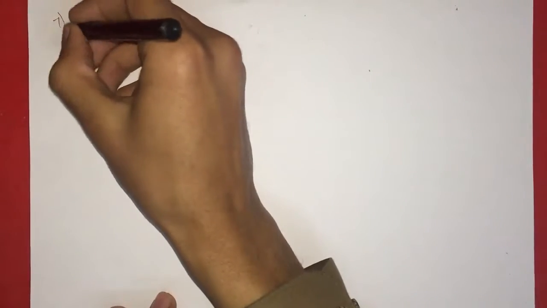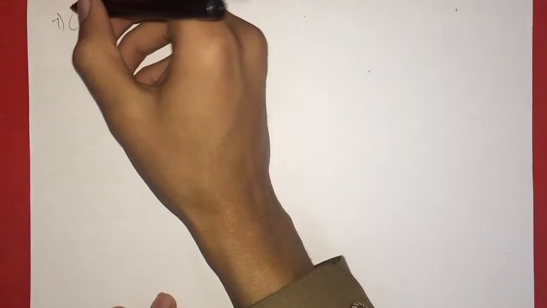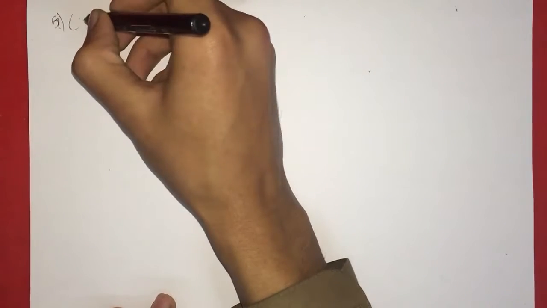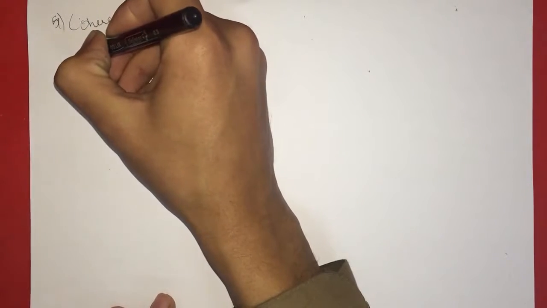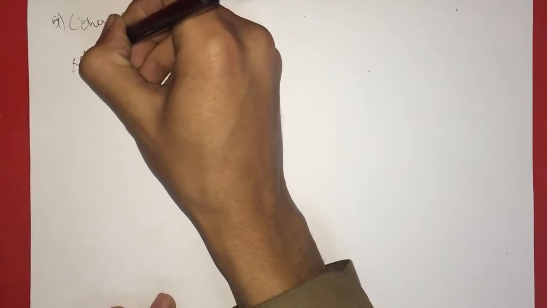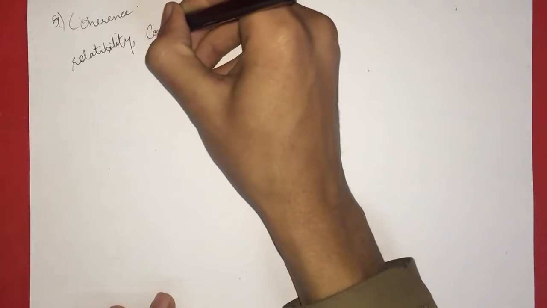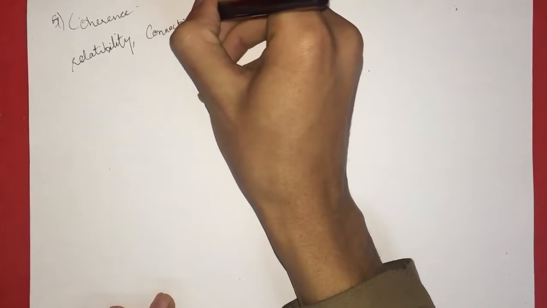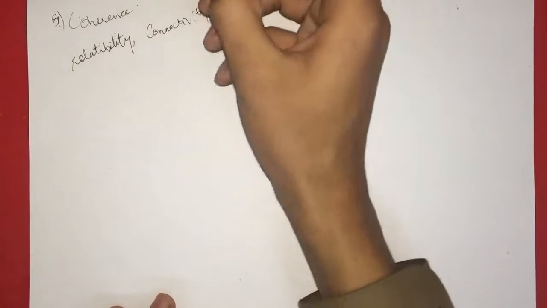Next, we have coherence. So number 7. No, no, not number 7. Number 5 is our coherence. So coherence means relatability, or connectivity of thoughts. So that means you have to really relate to what you're saying.